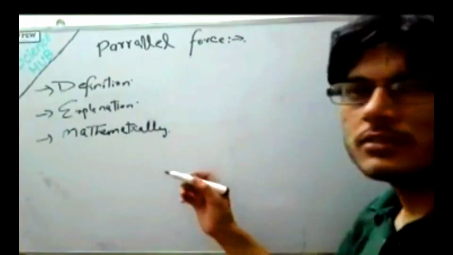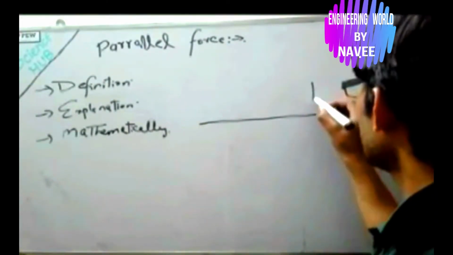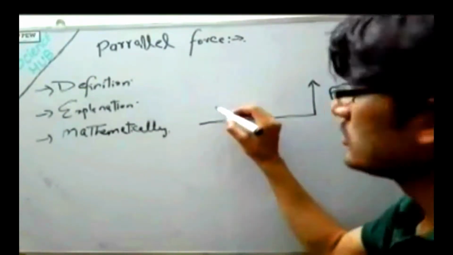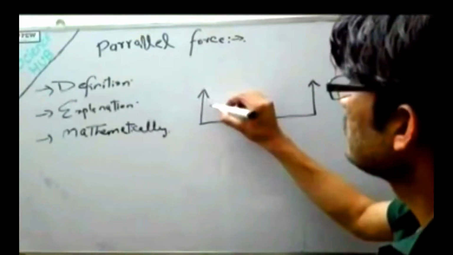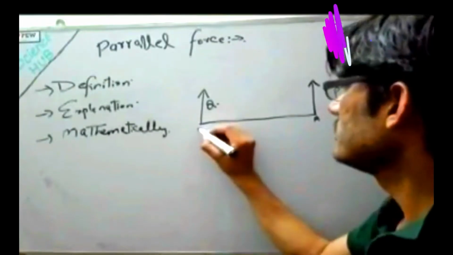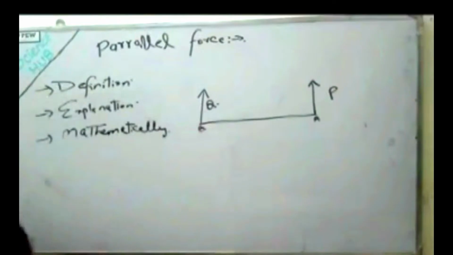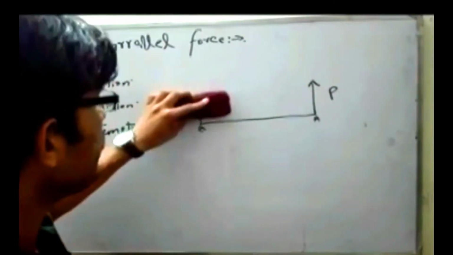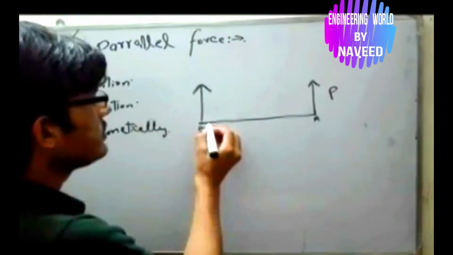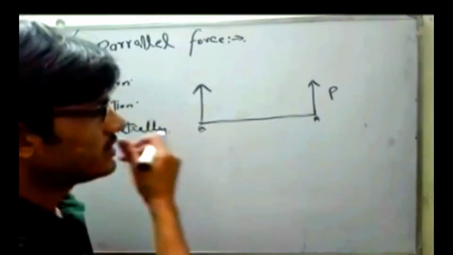Now we take two forces. Let's suppose we have two forces applied on a table, the first force represented by P while the second force is represented by Q. These two forces are applied at a point A. Let's suppose this is the point A, and this is the point B. As these two forces are parallel, the resultant will always lie in between these two forces, because these two forces have the same direction.